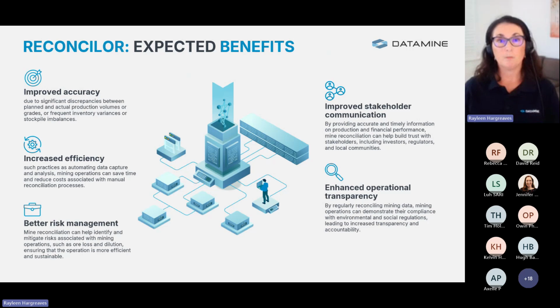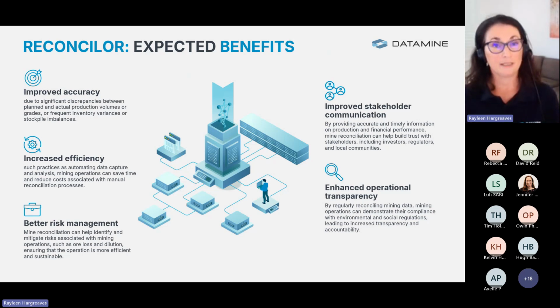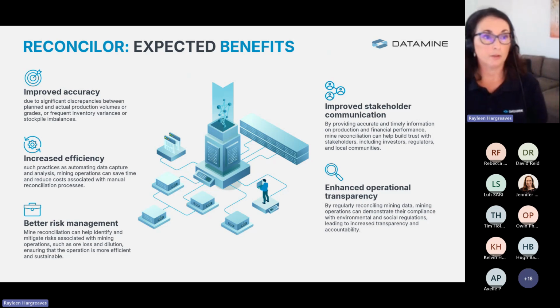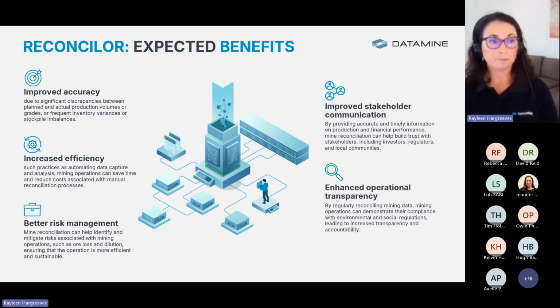And how do we reduce them? We show you what they are, and you need to go away and actually make some decisions on how to actually reduce that variance between your planned and actual numbers. Increased efficiency, so practices such as automating your data capture for analysis. You can save time with people. Yeah, it's all about saving time with people.